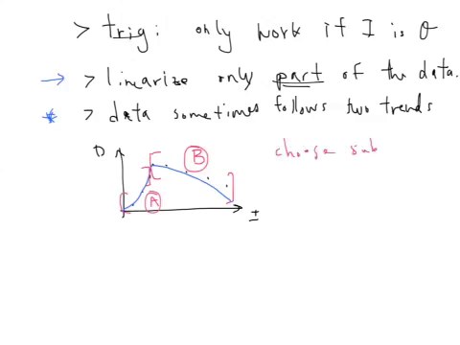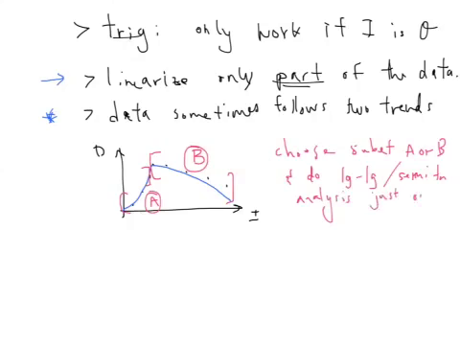Choose subset. So the whole data makes a set, and A and B are subsets. So choose subset A or B, and do your log, or semi-ln analysis just on A or just on B. Then what you'd be doing is finding an equation, a function for the subset.